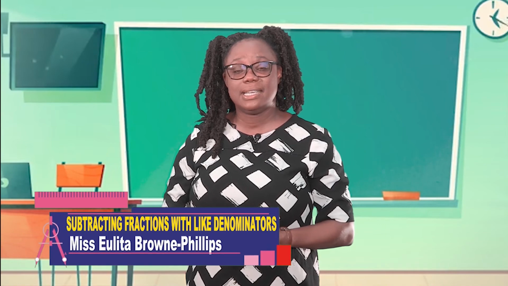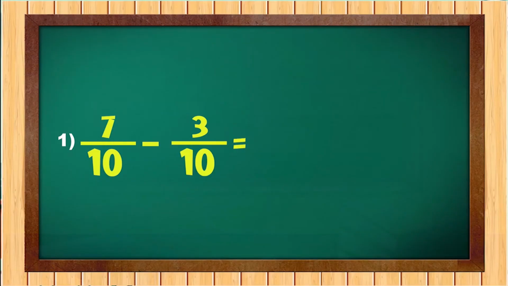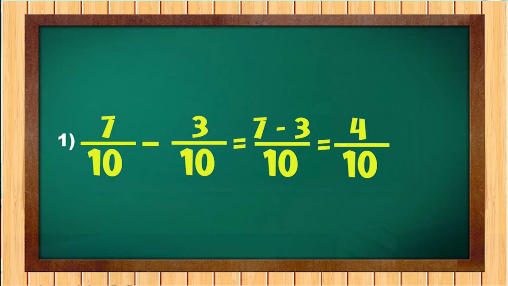7/10 take 3/10. We subtract the numerators only and we replace the common denominator. 7 take 3. If we take 3 from 7, our answer will be 4. So now we have 4/10. Boys and girls, I want to ask you a question. Can we write 4/10 on the answer line as it is? No, we can't. We have to express it in its simplest form, and we can do that by reducing it to lowest terms.